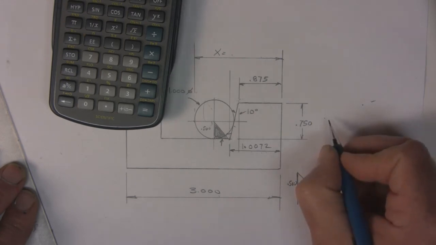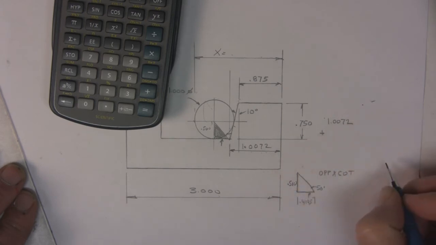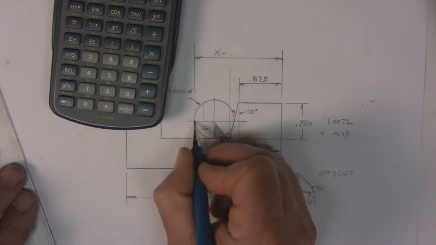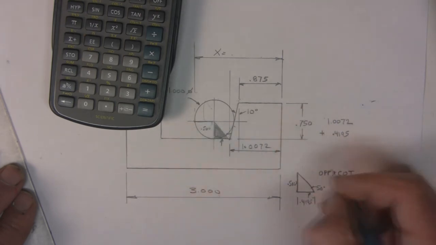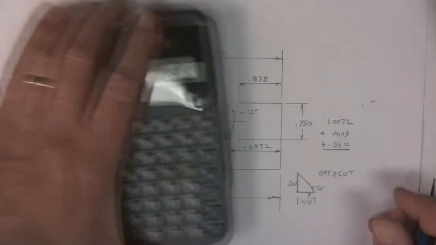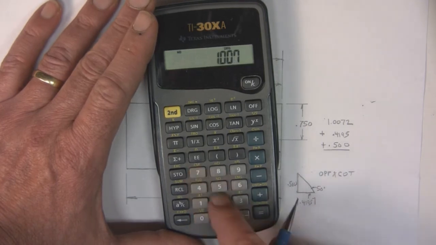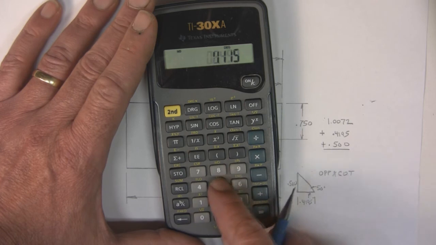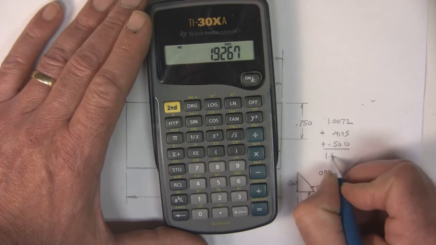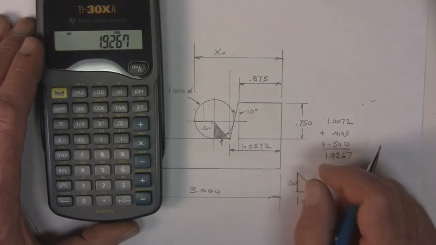Let's see, make sure here. 1.0072 plus 0.4195 plus what? The other half of the ball. Plus 0.500. It's a 1-inch ball. So 1.0072 plus 0.4195 plus 0.5 equals 1.9267.